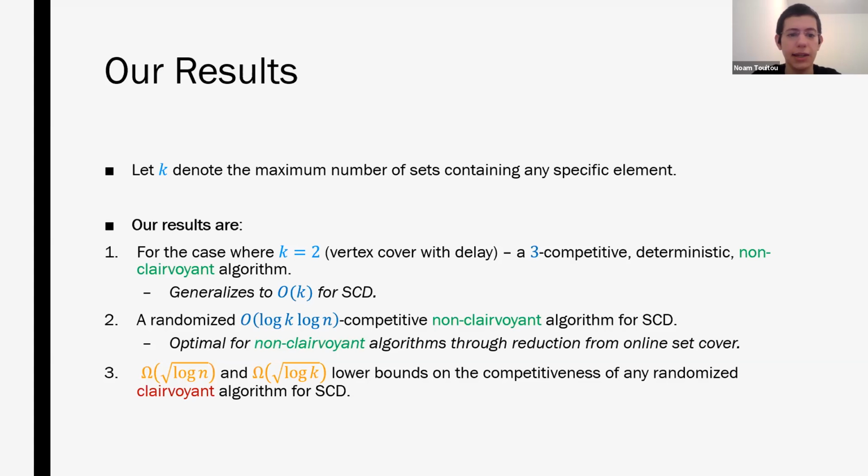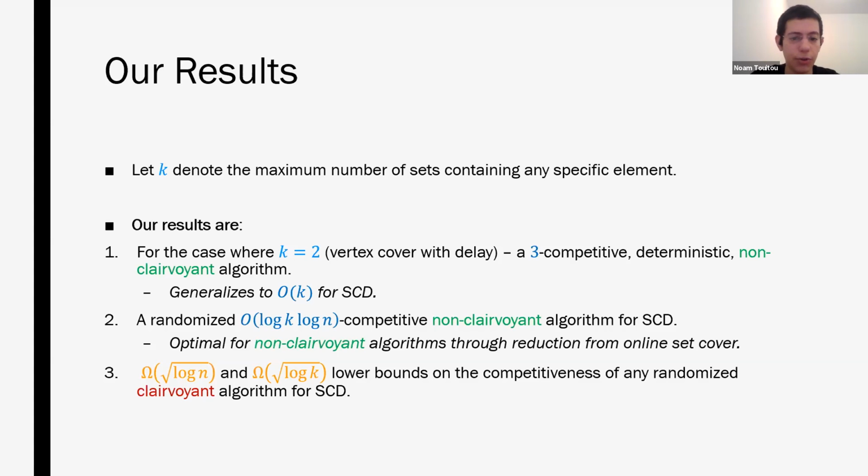That is, its competitive ratio is linear in k. We also present a randomized O(log k log n) competitive non-clairvoyant algorithm for the set cover with delay problem. And since, as I mentioned earlier, the set cover with delay problem in fact generalizes online set cover, then through a lower bound for online set cover, this is in fact optimal for non-clairvoyant algorithms.